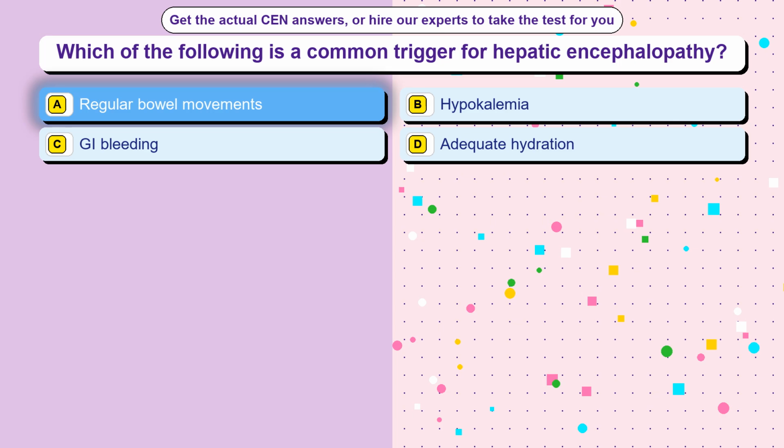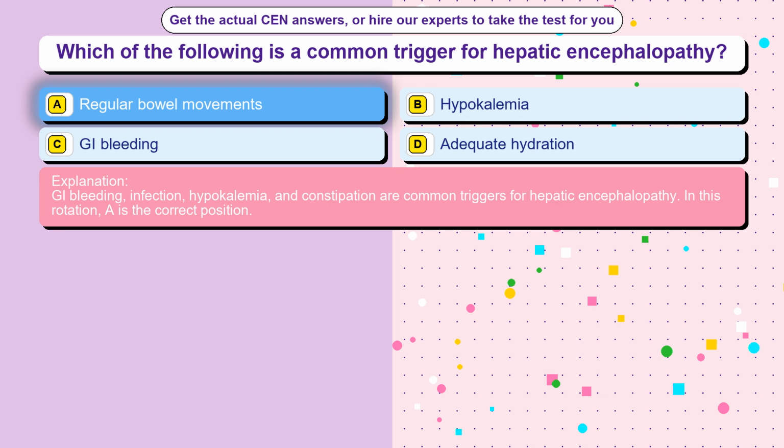The correct answer is option A. Regular bowel movements. GI bleeding, infection, hypokalemia, and constipation are common triggers for hepatic encephalopathy. In this rotation, A is the correct position.